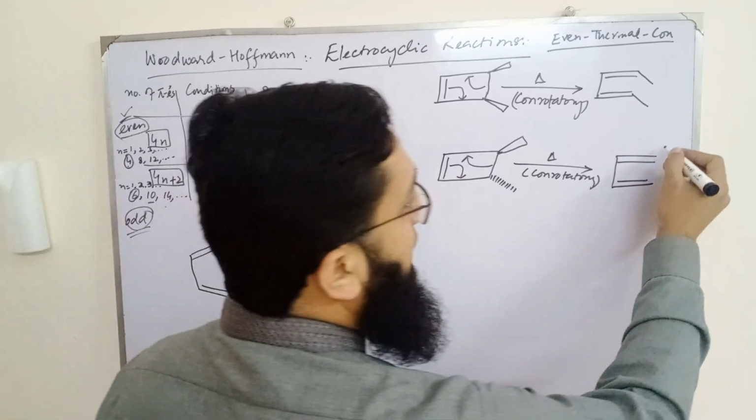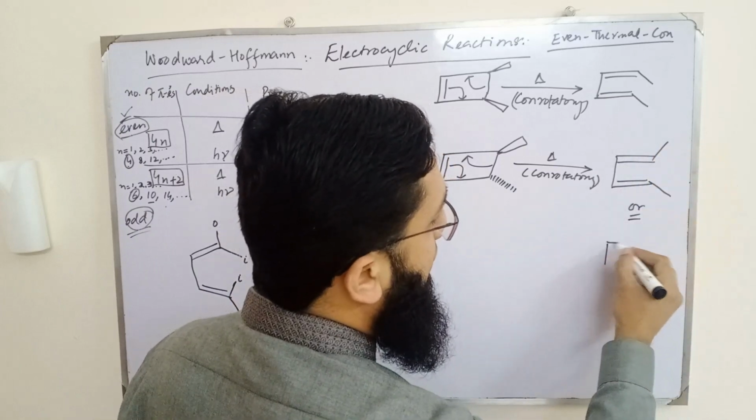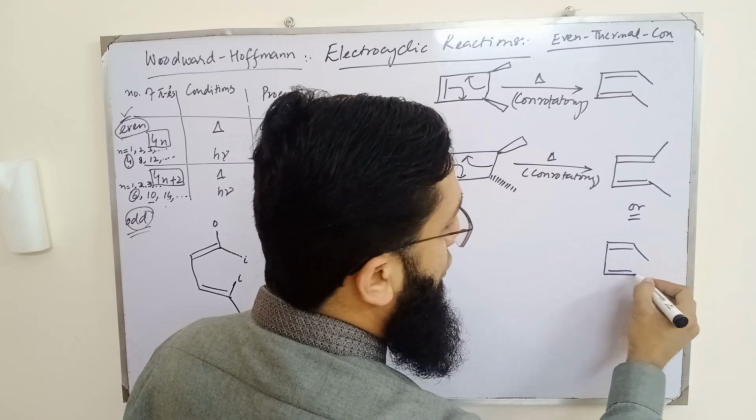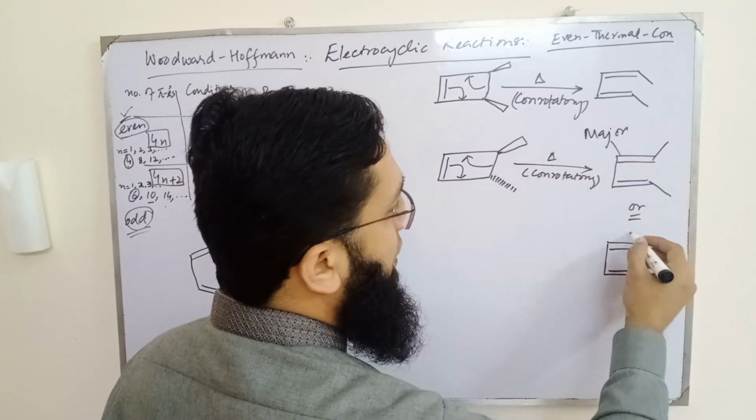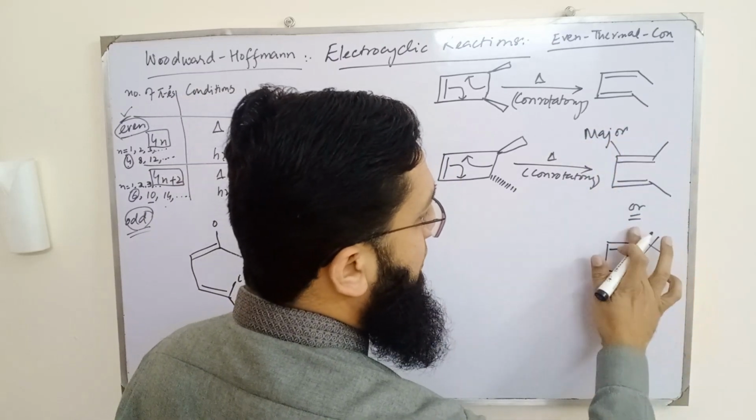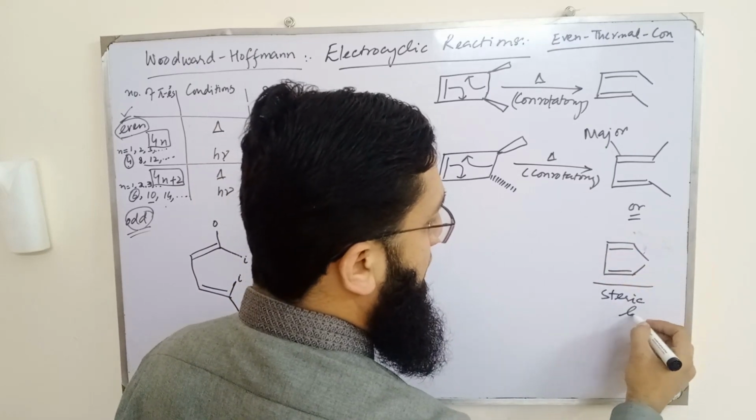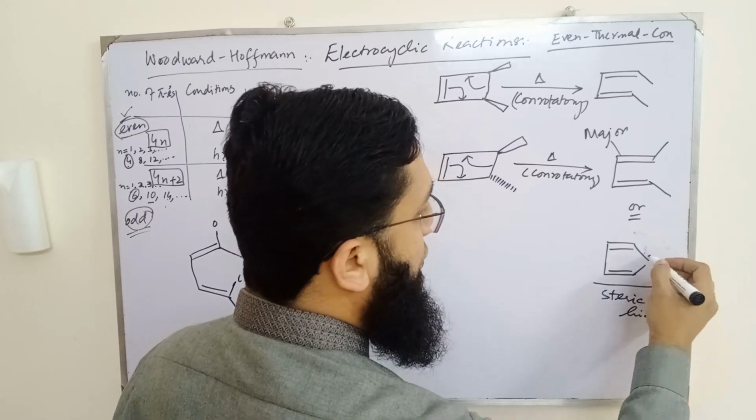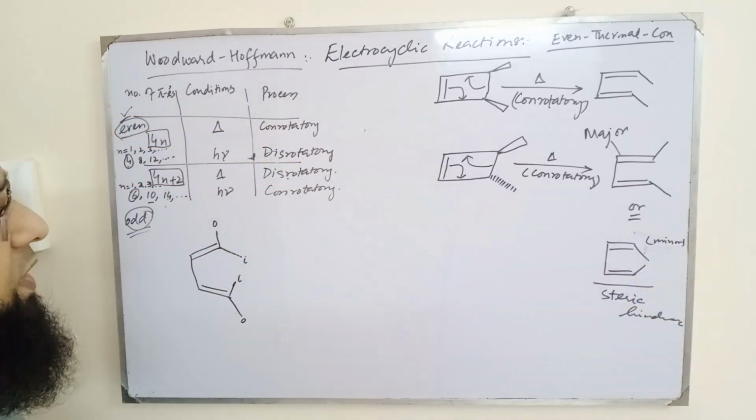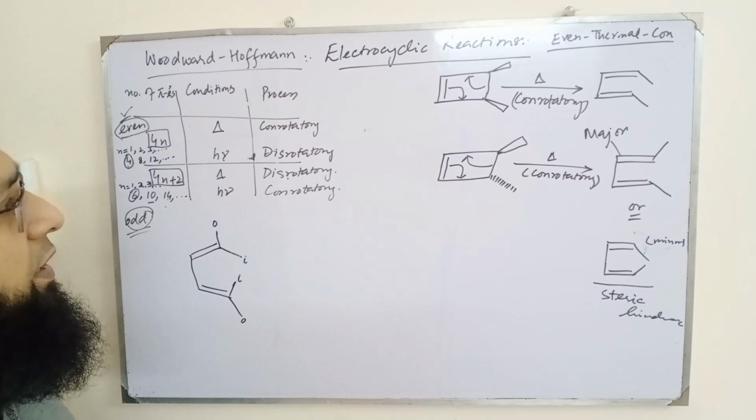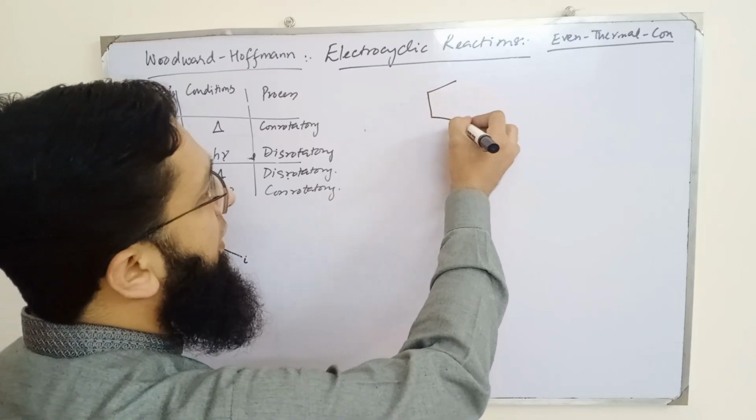So we have the possibility of this, both pointing outside or both pointing inside. But of course this would be the major product, because due to steric hindrance, the other would be formed as a minor product. So these are the examples with ring opening reactions. Now we see the example of a ring closing reaction.